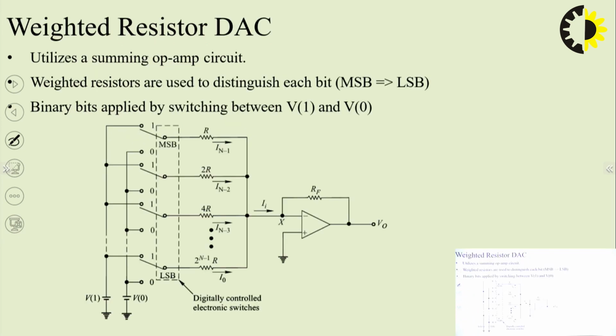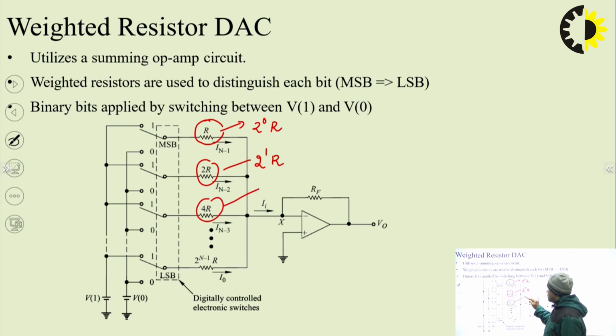Okay, so this is the circuit for the weighted resistor digital to analog converter. Why is it called weighted resistor? Because in this you can check that the resistance values are R, or we can say 2 raised to power 0 R, because it is equivalent to R. Then 2R can be referred to as 2 raised to power 1 R. Similarly 4R is equivalent to 2 raised to power 2 R, and this one is 2 raised to power n minus 1 R. That means for n bits I am going up to 2 raised to power n minus 1.